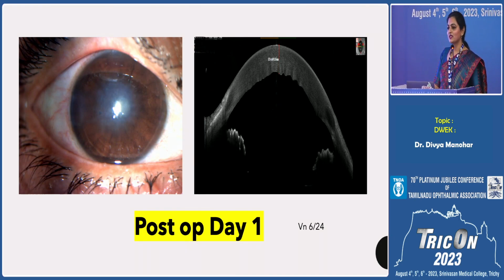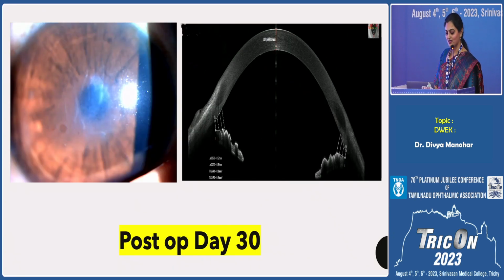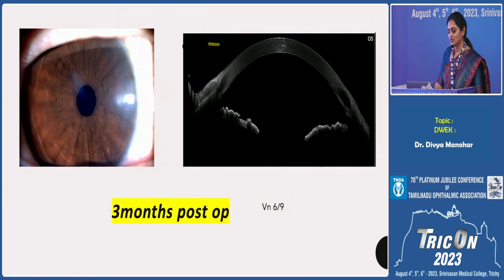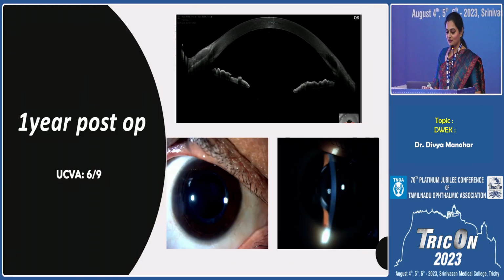Here patient counseling is very important, because you have to tell the patient that they are not going to see well for at least a minimum of 2 to 3 months, and you should counsel them enough. They should be ready to get another surgery done later, DMEK or DSEK, depending on what you want to do. So patient counseling is very important here. This is day 30, where you see that the corneal edema is gradually coming down. This is 3 months post-op, where the patient has 6/9 vision, and 1 year post-op again 6/9 vision. The corneas have really cleared well.